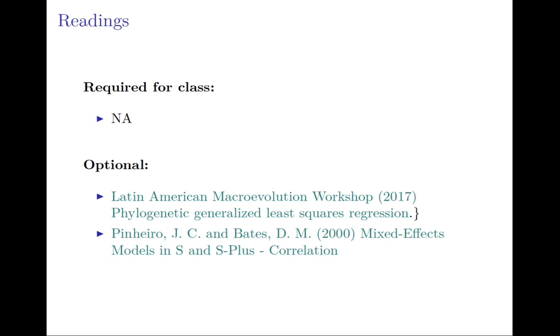So the optional readings for class today are a few really nice and helpful ones. The first is a website with code related to a macroevolution workshop from 2017 that I was inspired by and got data from, so that was super helpful, and it has a lot more examples for a lot of different types of things if that's of interest to you, and I would recommend it. And then I just want to recommend the classic Mixed Effects Models in S and S-Plus book and the unit on correlation because it was really helpful. This book is really great, and if you're doing mixed effects models in any sort of serious way, you should probably look at this.